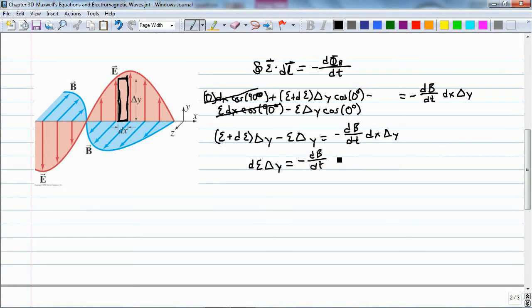dB dt dx delta y, and I can take the delta y's out, I can move the delta x over to the other side, and now I get a partial differential with respect to x. So the partial differential of the electric field with respect to x is equal to the negative partial differential of the magnetic field with respect to time. So this is one relationship.